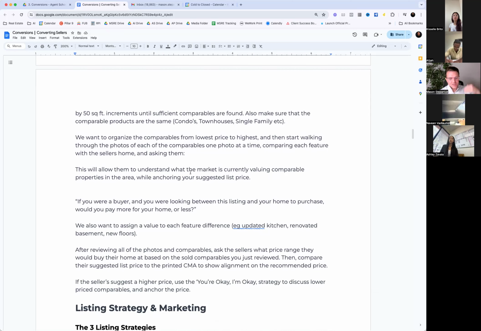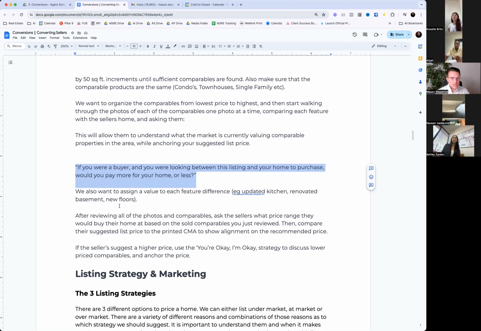And as we're working through it and we're going through each of the features, we're going through the bedroom, we're going through the kitchen, we're going through the living room, we want to compare it to their house while asking them, okay, if you were a buyer and you were looking between this listing that we're reviewing right now and your home to purchase, would you pay more or less for your home?